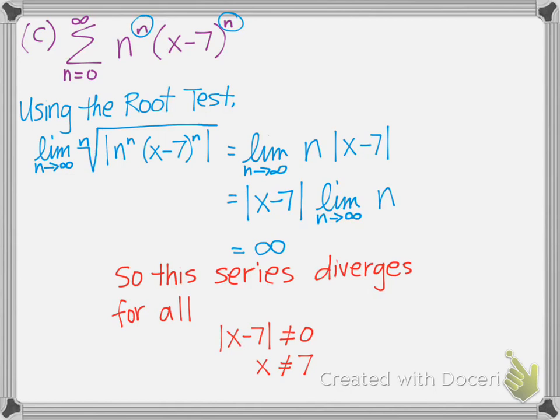So I need to figure out where it will diverge. Only place, it'll diverge everywhere unless it's 0. So absolute value of x minus 7 can't be 0 would imply that x cannot be 7. So when I write my radius of convergence, I get 0. And when I write my interval, since it only has one number, which is the number 7, I put it in braces to signify that that is the only x value that will make the series converge.